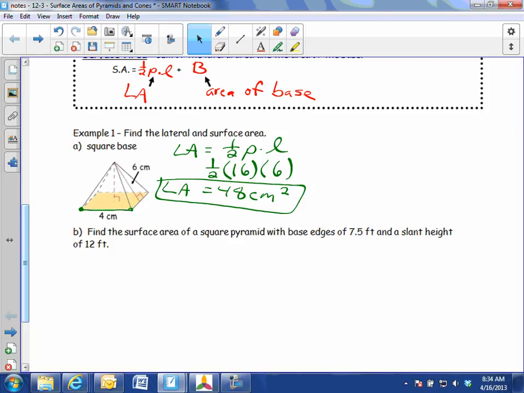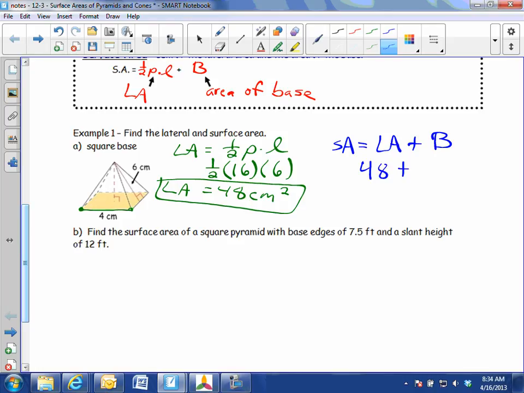Okay, now let's do surface area. Surface area is going to be our lateral area plus big B, which we've already found. Alright, how are we going to find B? 4 times 4, because it's a square, base times height, so 16, you're right. Which would give us what? 64, yes.